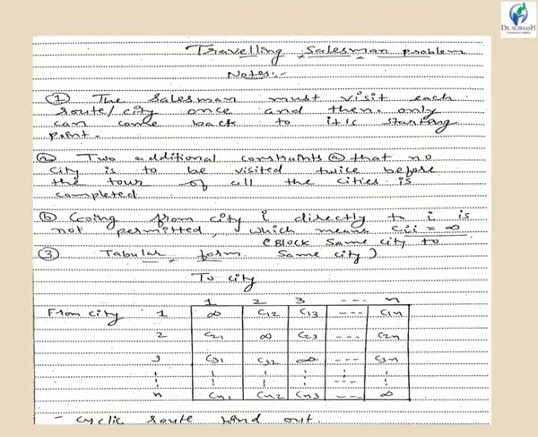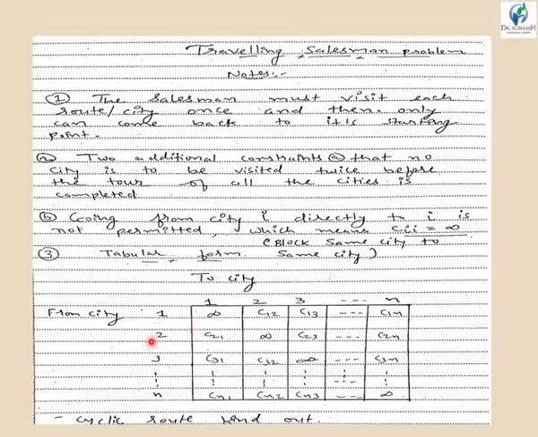Then second constraint is going from city i directly to i is not permitted, which means Cii, which stands for unit cost of transport, is equal to epsilon, or that is equal to infinity. Block same city to same city means, as you can understand from the below table, the tabular form of the traveling salesman problem is given over here. This Cii is equal to infinity, that means you cannot move from a city to the same city. So wherever the same cities are belonging, there you are supposed to put infinity. From 1 to 1 it is not possible, from 2 to 2 it is not possible, from 3 to 3 it is not possible. So this is the general tabular form of the traveling salesman problem.